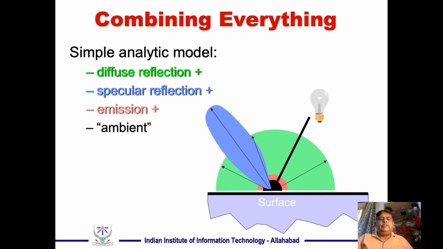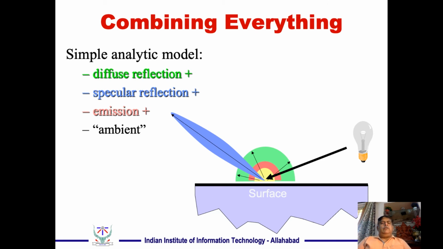So I have a diffuse reflection, a specular reflection, an emission term and an ambient term. Of course, I need not have the emission term for every point of my graphics. This emission term will depend on the points which are themselves the light source. Of course, when I have an emission term, the other terms will practically become zero in the process.